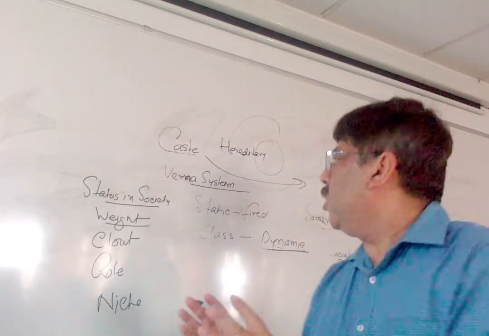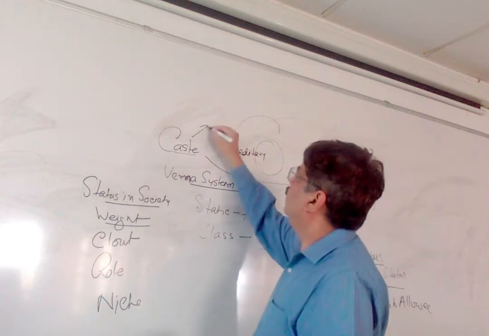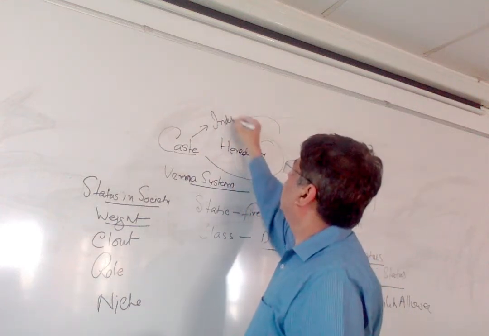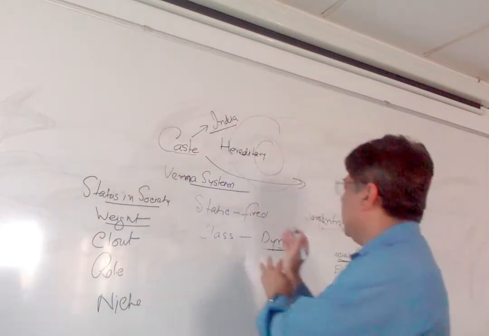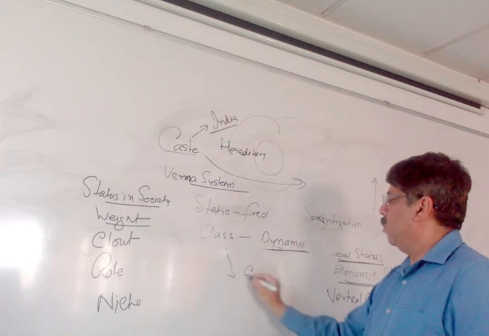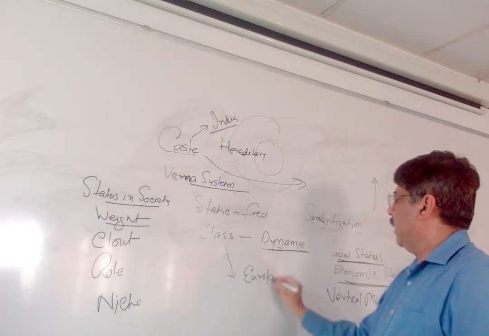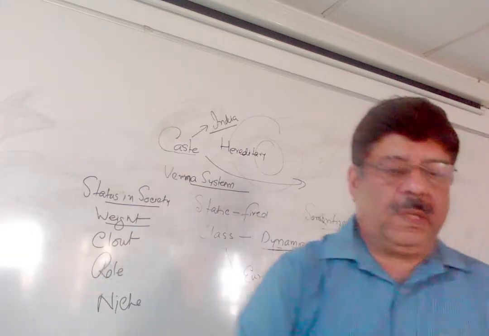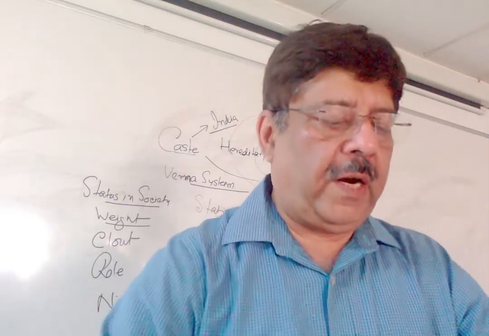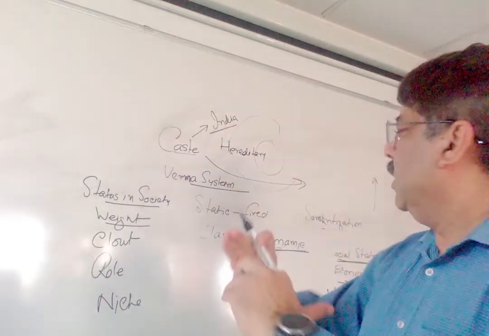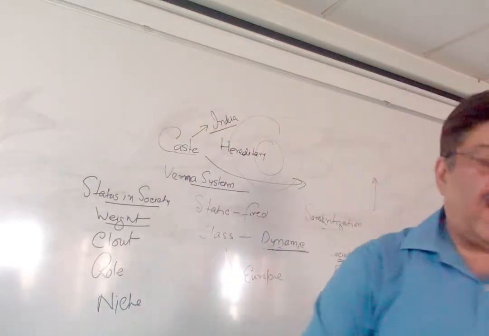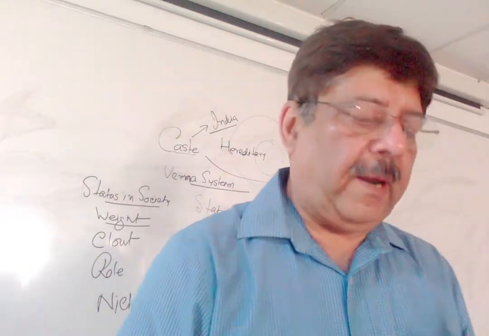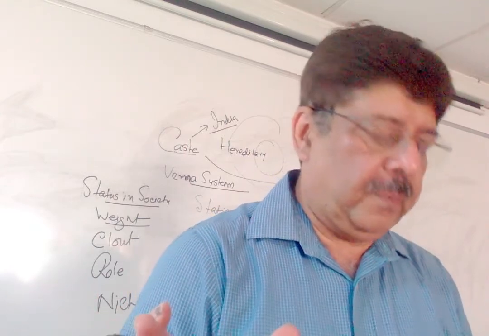Caste is mainly dominant in India. The caste system is very dominant in India, and the class system is very dominant in Europe. And it is all about superiority and inferiority. What is your place in society? So class and caste are different terms.